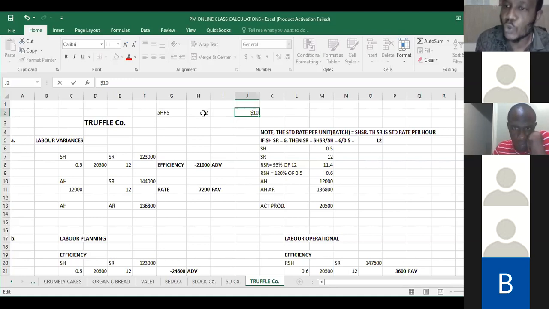If we go to quantity and material again, they can still do the same thing under exam condition. In the exam, they might give you your standard price per unit. Your standard price per unit is standard quantity, standard price.